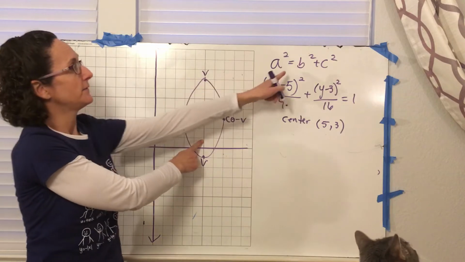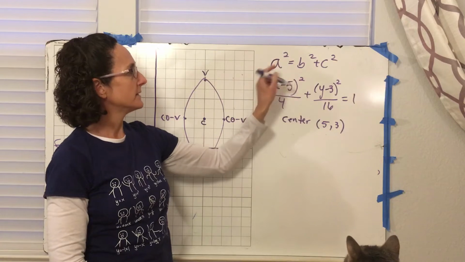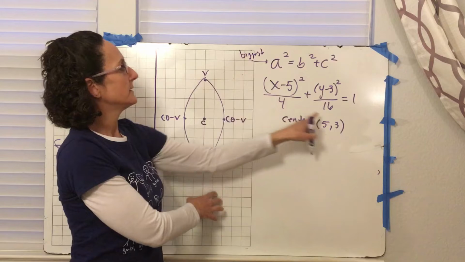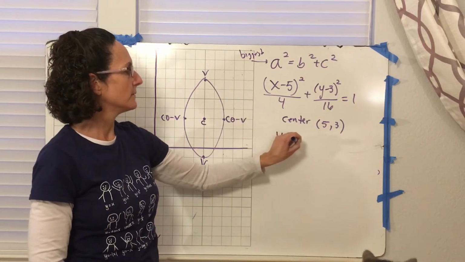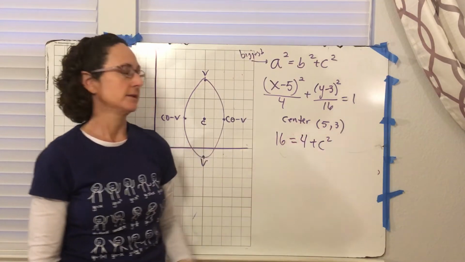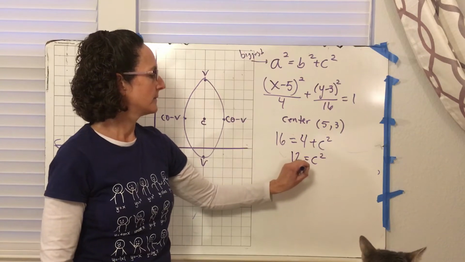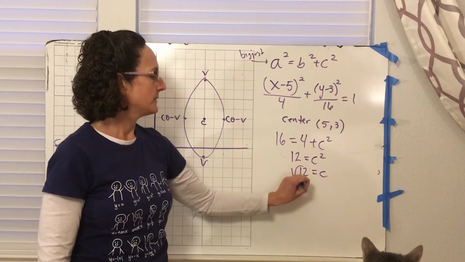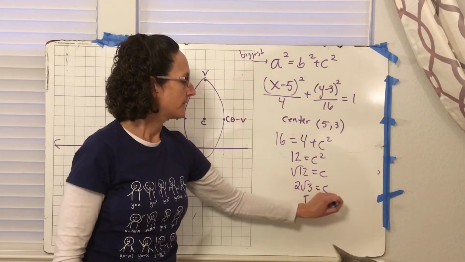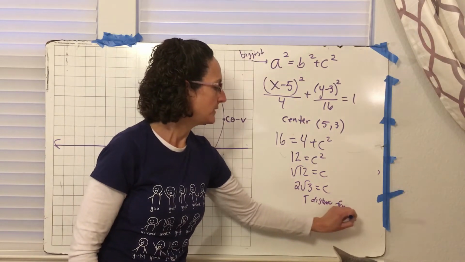To find them, you have to use this equation. Don't worry about the letters so much as the big one. This is the biggest number. This is always the biggest. The biggest number is 16. So 16 equals, and then this other number, and that'll help you find the distance to the foci. So you subtract, take the square root, and I do want you guys to reduce that. This is the distance from the center to each focus.